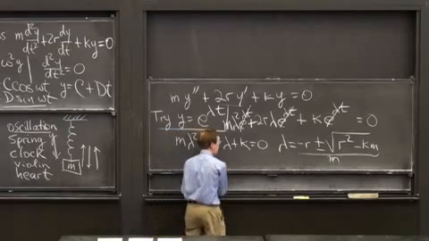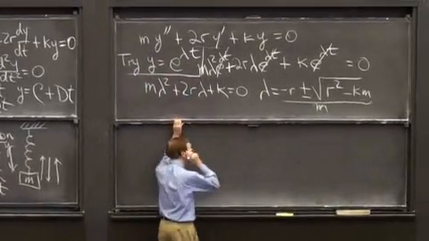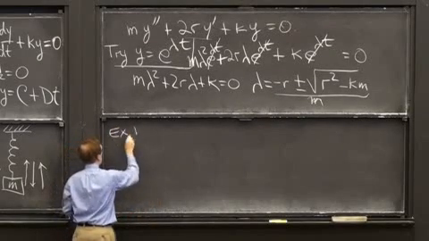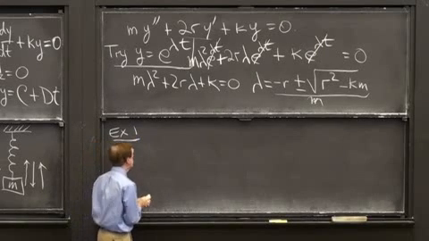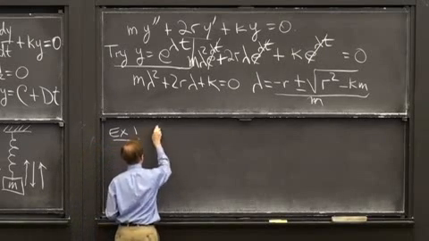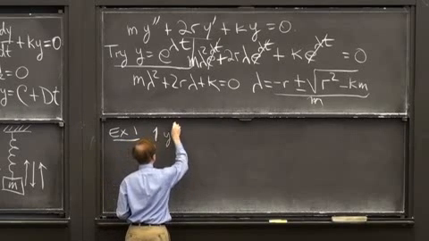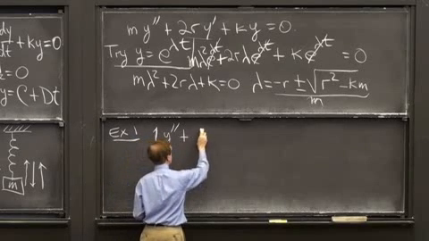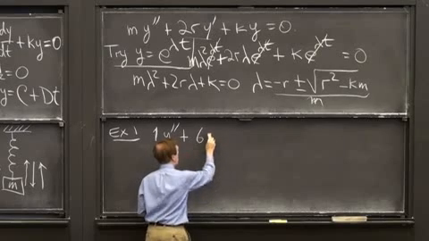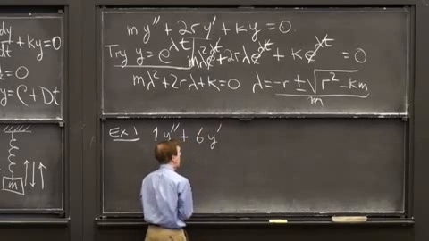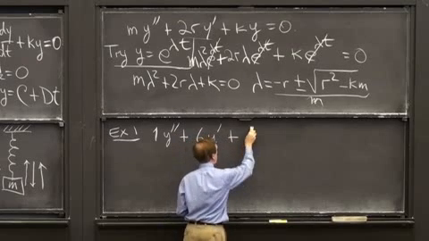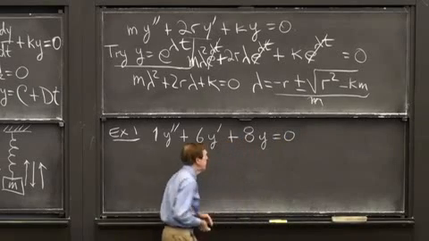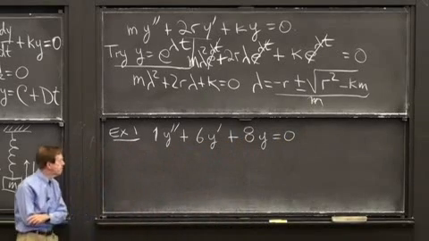All right, let me take one, so this is example 1. I'll choose m equal 1, y double prime, plus, let me take r to be 3, so then I have 6 y prime, and let me choose k to be 8, y equals 0. All right, now we've got numbers.